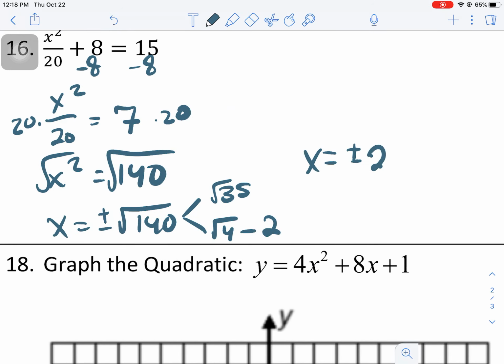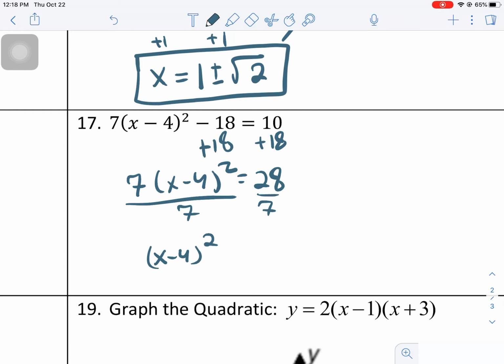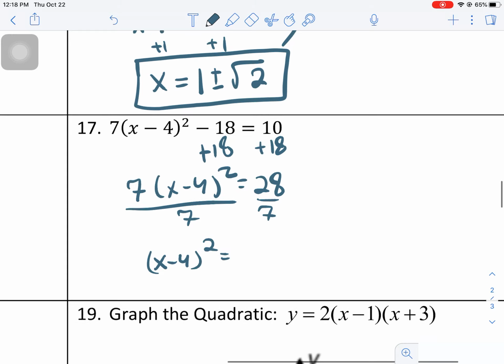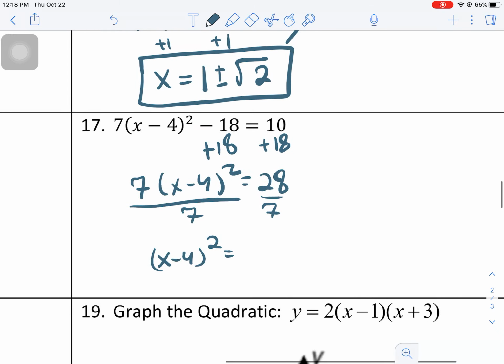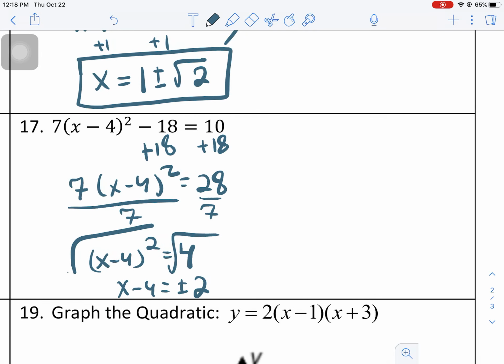All right, last one. Solving anyway. So we're going to add 18 to both sides, and that's going to give us 7x minus 4 squared is equal to 28. Divide by 7 on both sides, so that's x minus 4 squared is equal to 28 divided by 7, which would give us 4. Square root both sides, so x minus 4 is equal to plus or minus 2. Now we need to add that 4, so x is equal to 4 plus or minus 2.